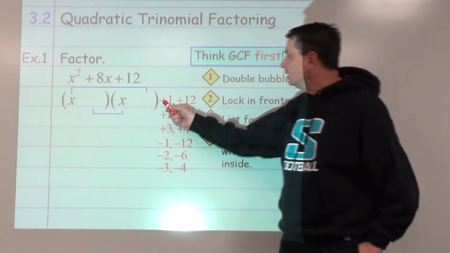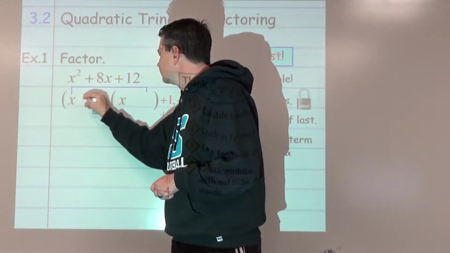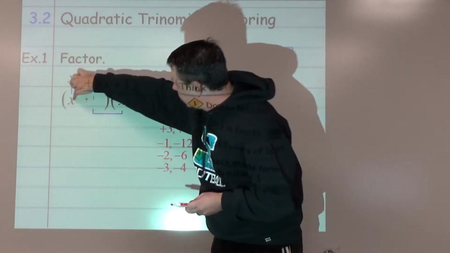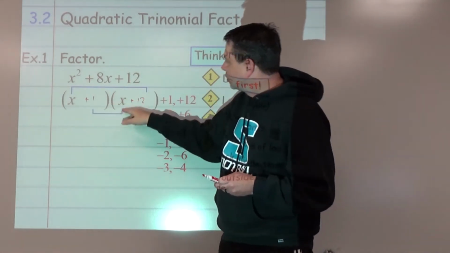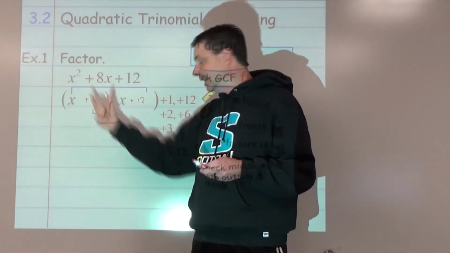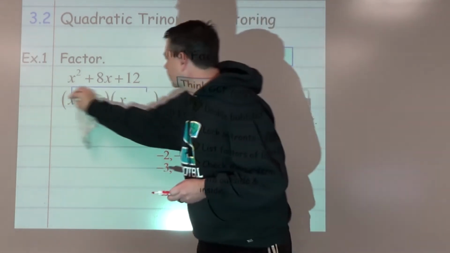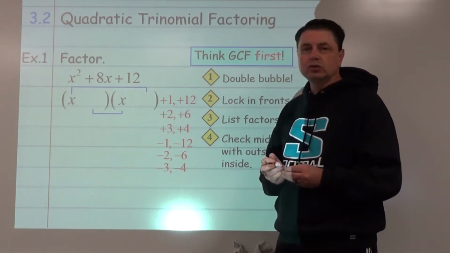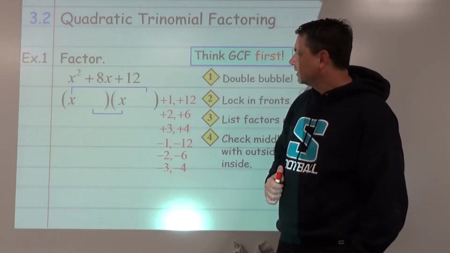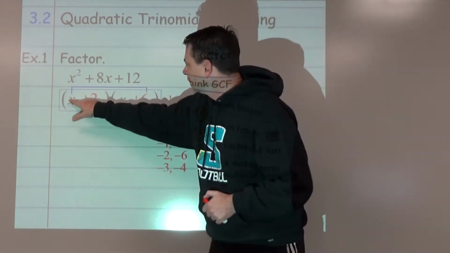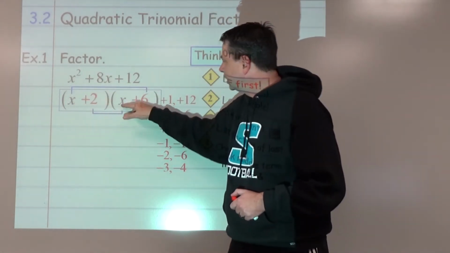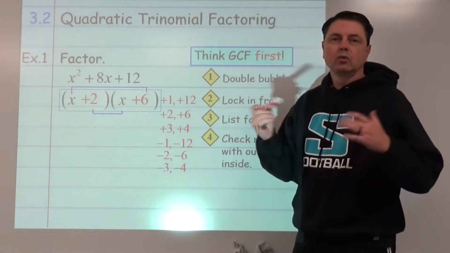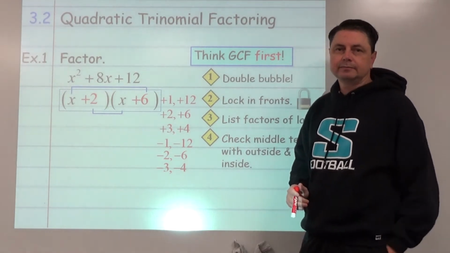So if we tried the 1 and the 12, we would check outside and inside. Plus 12x plus 1x does not make plus 8x, so that didn't work. Try something else. What if we tried 2 and 6, plus 2 plus 6? I think that's the one that's going to work because we're going to get plus 6x plus 2x makes the plus 8x. There's our answer. We are factored. We've got parentheses.